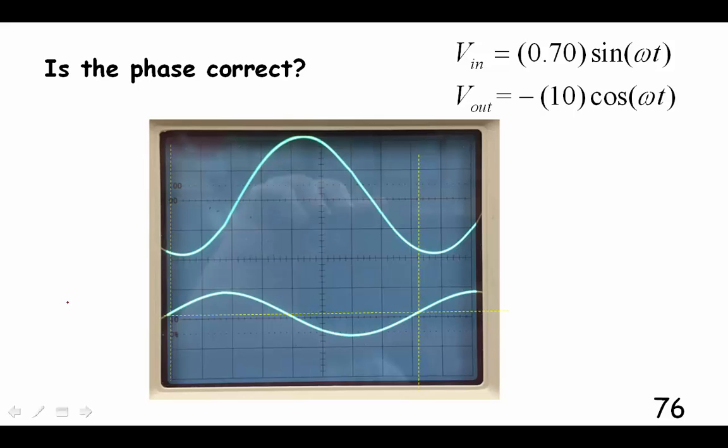Is the phase correct? Here's a picture of that oscilloscope screen, and we know that the input is a sine wave, and the output should be a minus cosine wave. Is it? I put this zero line for our zero voltage line, which isn't lined up perfectly. I wish I'd done that better, but that's about where the zero line is. And we expect then to see minus the cosine.